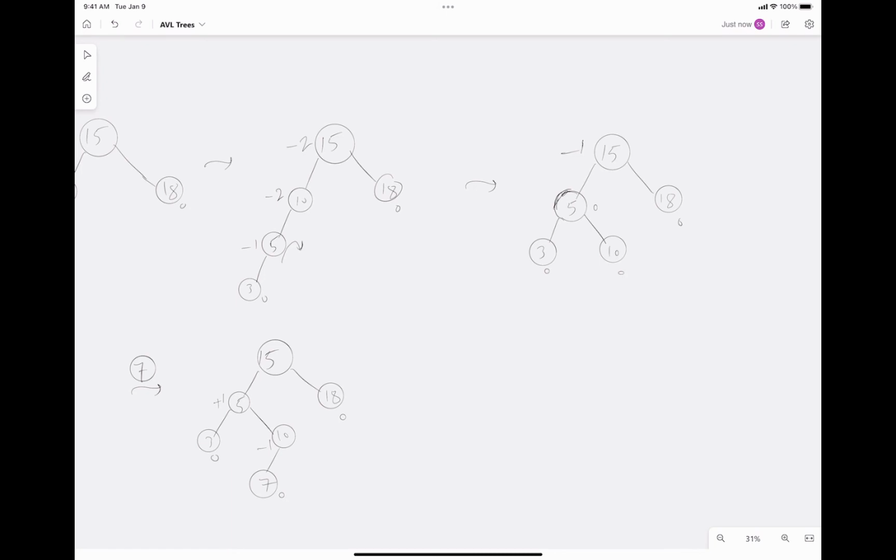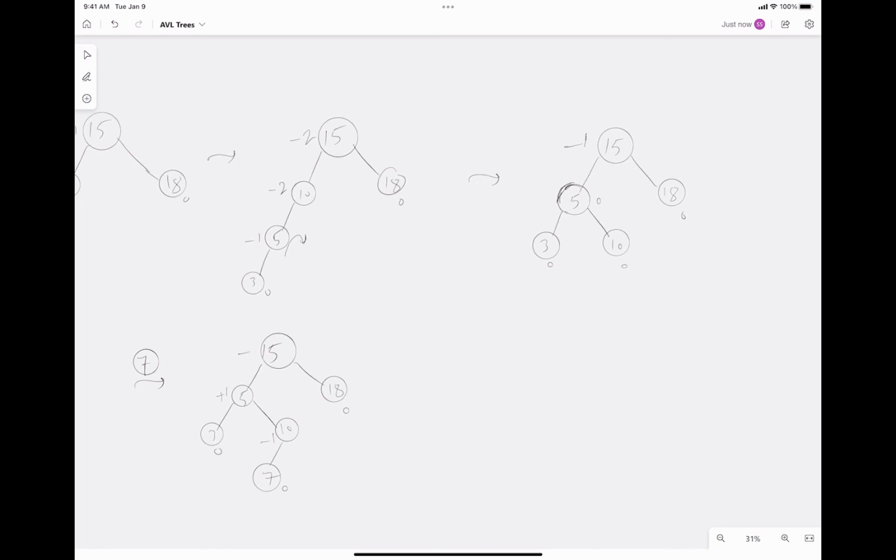Again, from the right side, 15 to 18 there are 2 nodes, but from 15 to maybe the node 7, which is the very bottom of the tree, it is 4 nodes, so 4 minus 2 is going to be 2. And because it is left minus right, 2 minus 4 is going to be -2, which is, as you see here, the node 15 is not balanced.